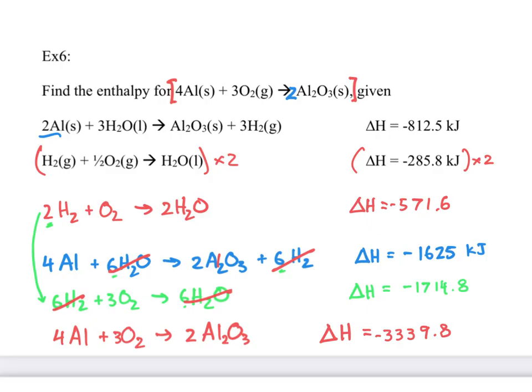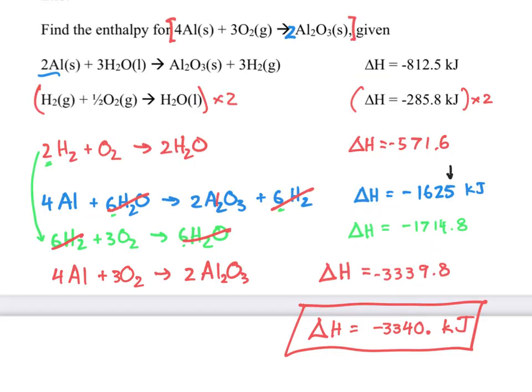okay, negative 3,339.8 it is. But wait, because of sig figs, there's one final thing to do. Our answer has to be rounded to the ones place. And there it is. Don't forget the decimal point.